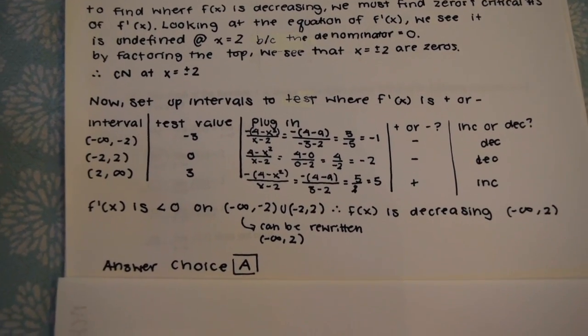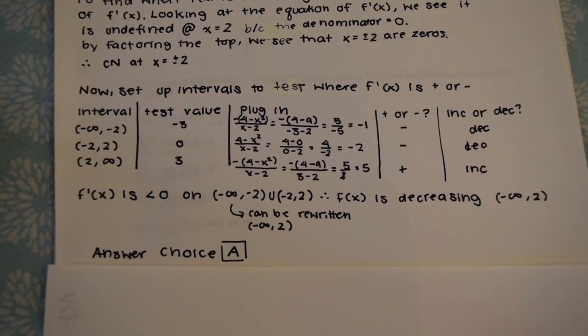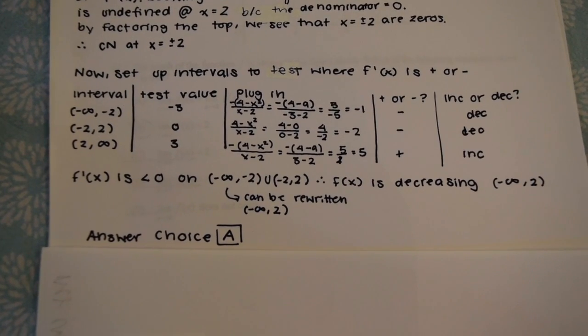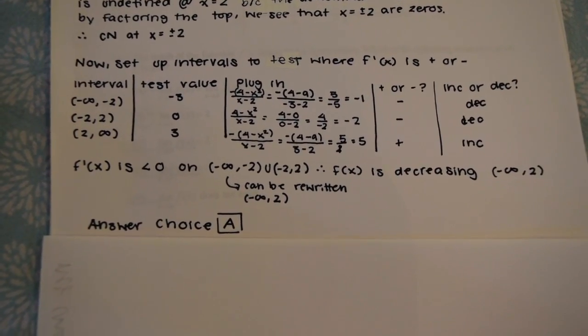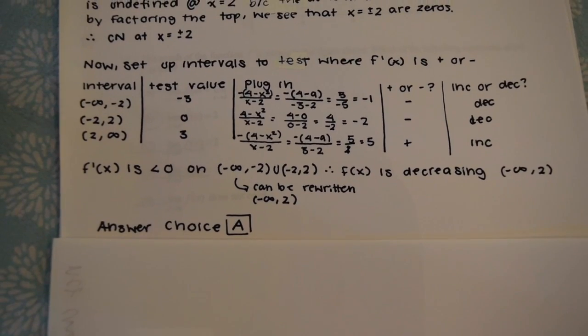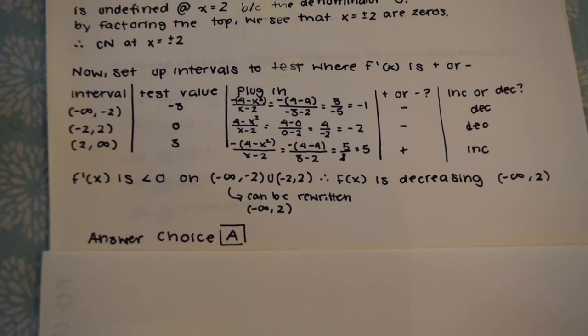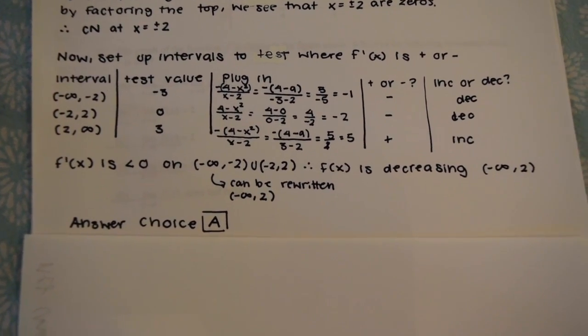So this shows us that f prime of x is less than 0 on the interval negative infinity to negative 2 union with negative 2 to positive 2, which can be rewritten as negative infinity to 2. So therefore, f of x is decreasing on negative infinity to 2.